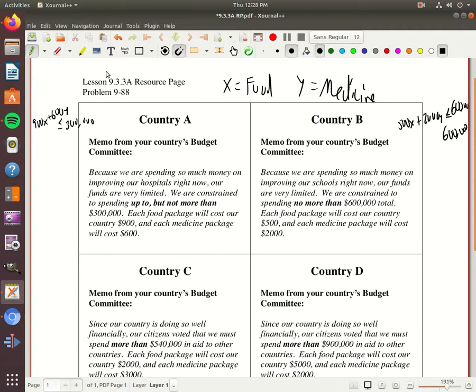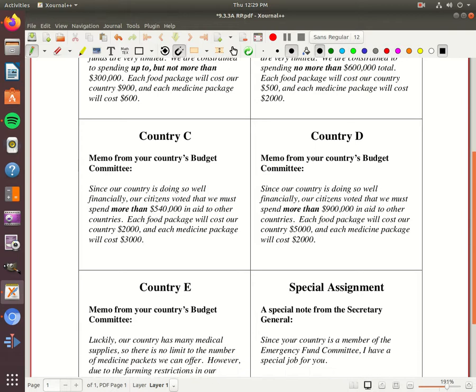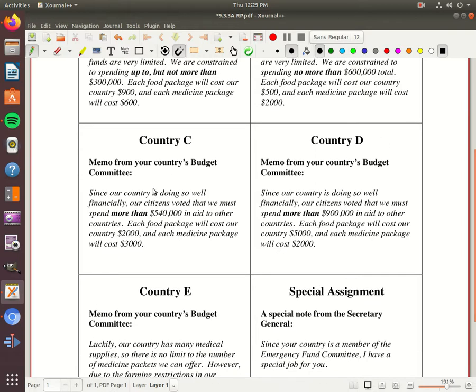So you can see I'm sort of struggling for space in the margins, literally. Alrighty. Now, let's go down to country C. We'll come back to these later. Country C, it says, since our country is doing so well financially, our citizens voted that we must spend more than $540,000. So, big baller country C.